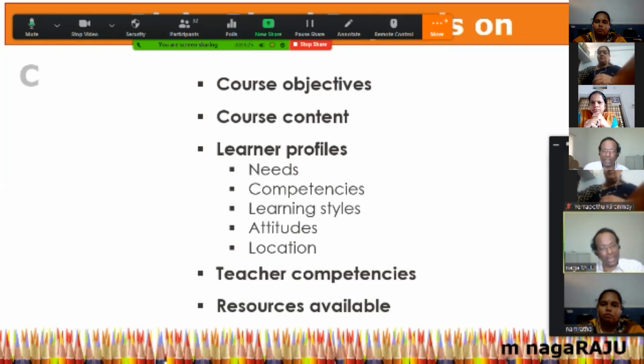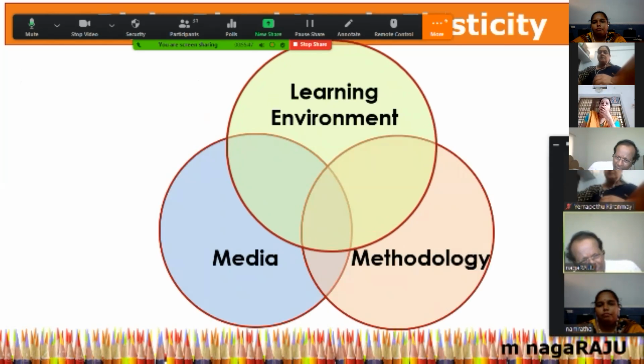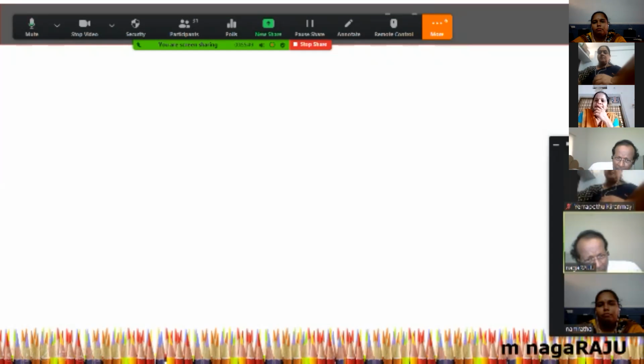And the resources available, how many students have what kind of technology, do they have internet or not? Do they have electricity or not? Do they have smartphones or not? If they do not have smartphones, what can be done? If they do not have internet connectivity, can I do it online? I mean, can I do it virtual but offline? So these are the kinds of things that we need to take into account. These are all decisions that need to be taken.